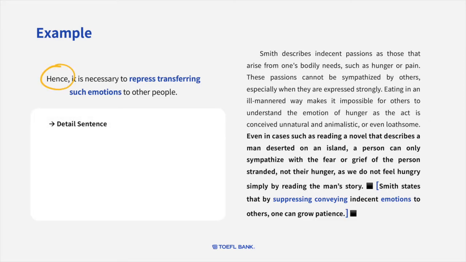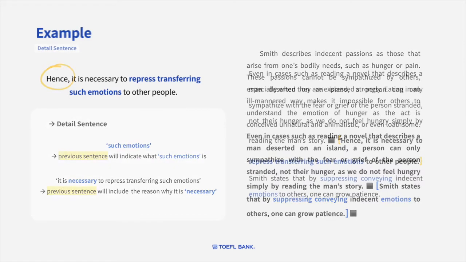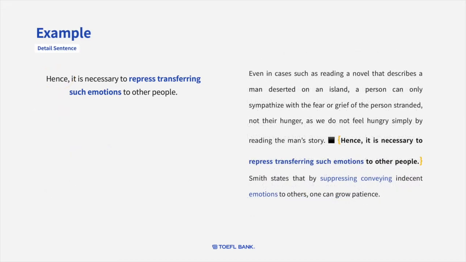Such emotions tells us that the previous sentence will indicate what such emotions is referring to, and it is necessary to repress transferring such emotions tells us that the previous sentence also includes the reason why it is necessary to suppress such emotions. If the given sentence is inserted in front of the key sentence, what such emotions refers to and why it is necessary to suppress such emotions is unclear.